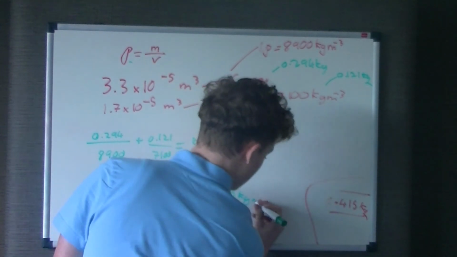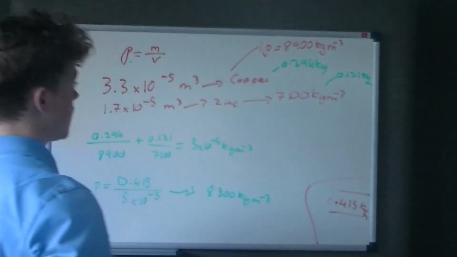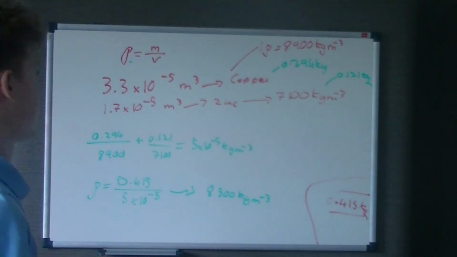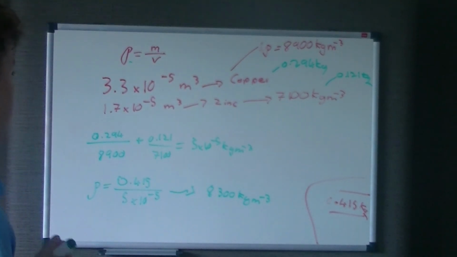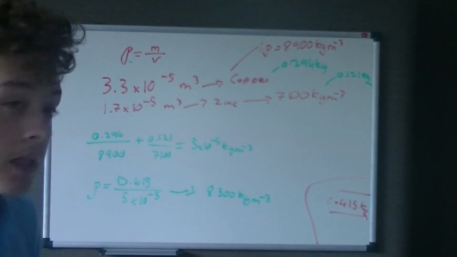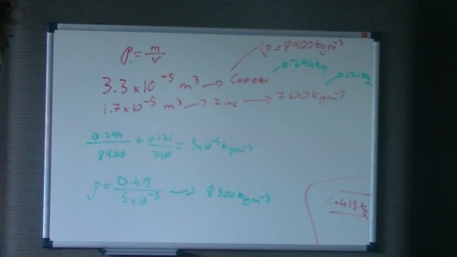And that coincidentally is what the book gives us as an answer. So yes, that is correct. That is how you would do a density. Now obviously that's giving you the volume in the question, but sometimes you're asked to work it out, but that is essentially the hardest bit of density.